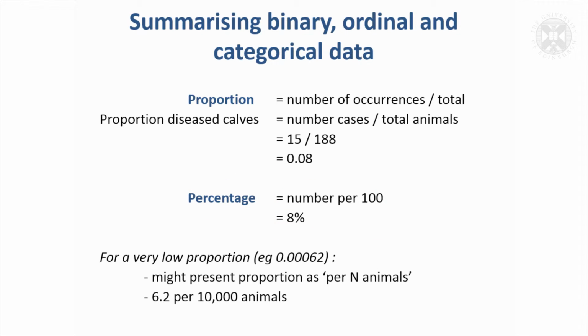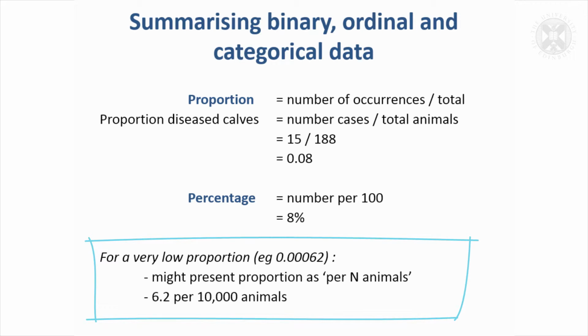Occasionally you might be dealing with a very rare event. So if something only happened a small number of times and you've got a proportion of 0.00062, it's a bit hard for people to understand that, and you might think about presenting it a bit differently. And so you might say, well, rather than giving it in that way or even as a percentage, say it's a proportion per this number of animals, or this happened per this number of animals.